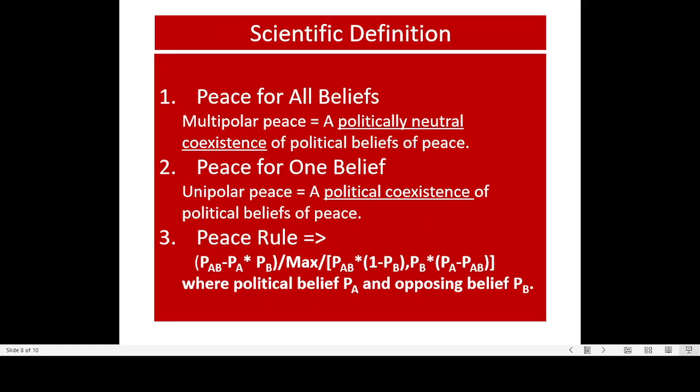Now, third step, scientific definition of peace. That is peace for all beliefs. First, define what is peace for all beliefs. It's multipolar peace, which equals a politically neutral coexistence of political beliefs of peace.